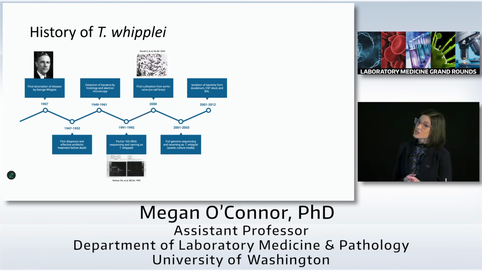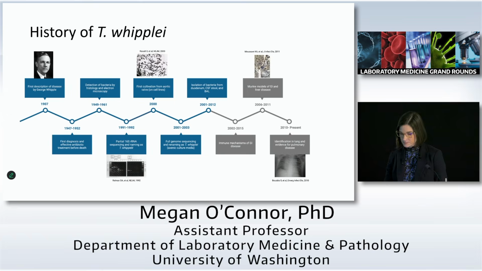And so that's why originally it required culture within cells, and then once they were able to get the full genome, they were able to create an enriched axenic culture media for growing this bacteria, and then since then it's been isolated from other different sites within humans. And then more recently, within the past 2 decades, because there was able to be isolation of these bacteria, that's when there started to be a better understanding about some of the immune mechanisms, specifically to the GI disease.